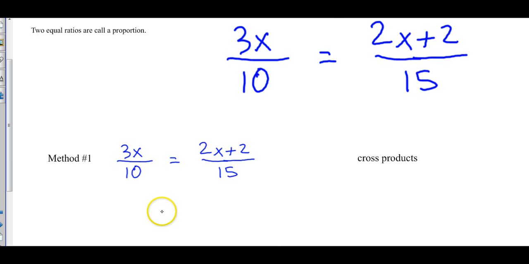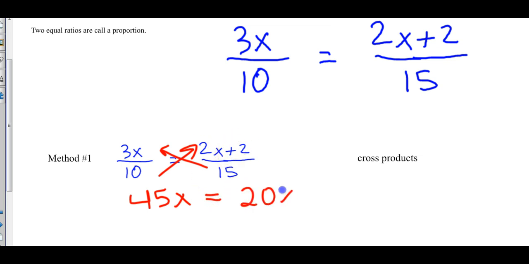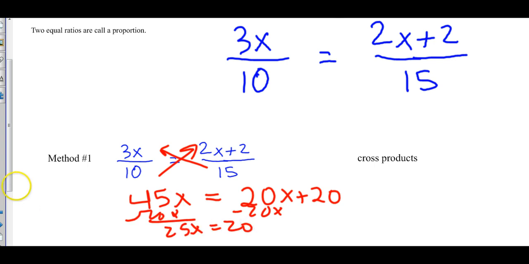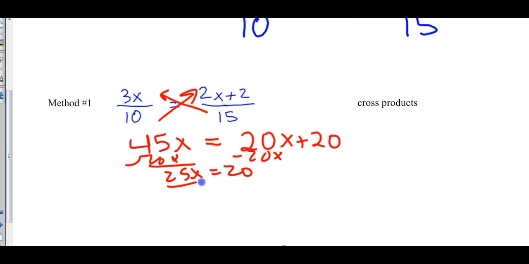So if I get 15 times 3x is 45x, and 10 times 2x plus 2. Because it's a binomial up here, make sure you distribute. And then go ahead and solve: subtract the 20, get the variables on one side only. Solve by dividing by 25 on both sides. And x is going to equal 20 over 25. They've got a common factor of 5, which is going to leave me with 4/5.